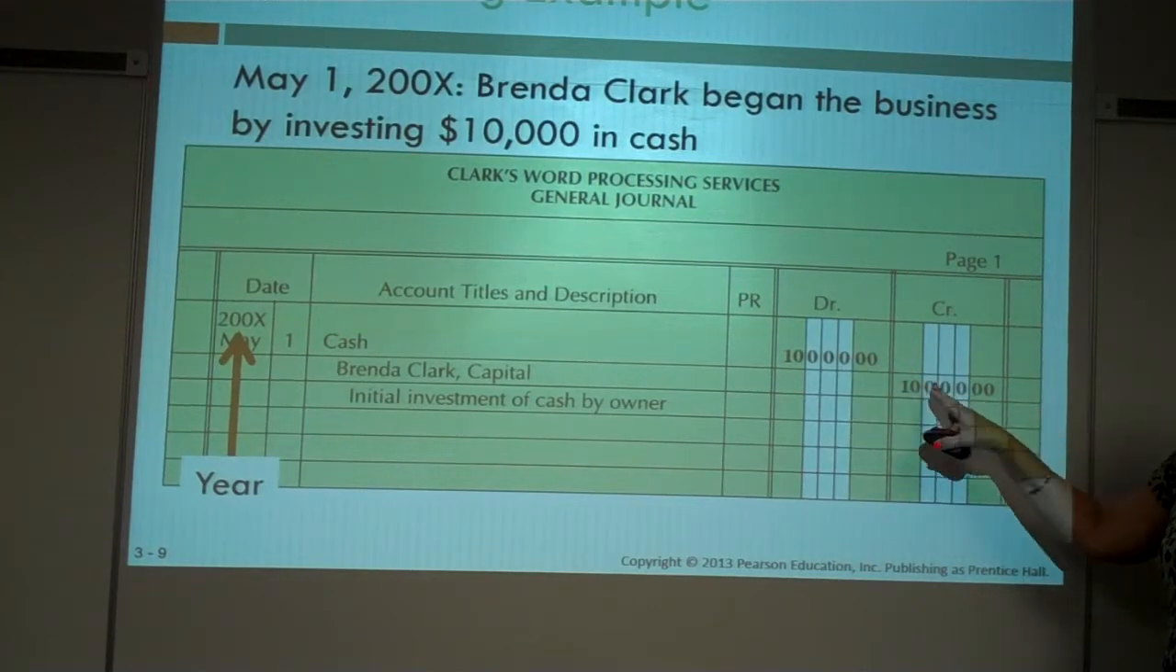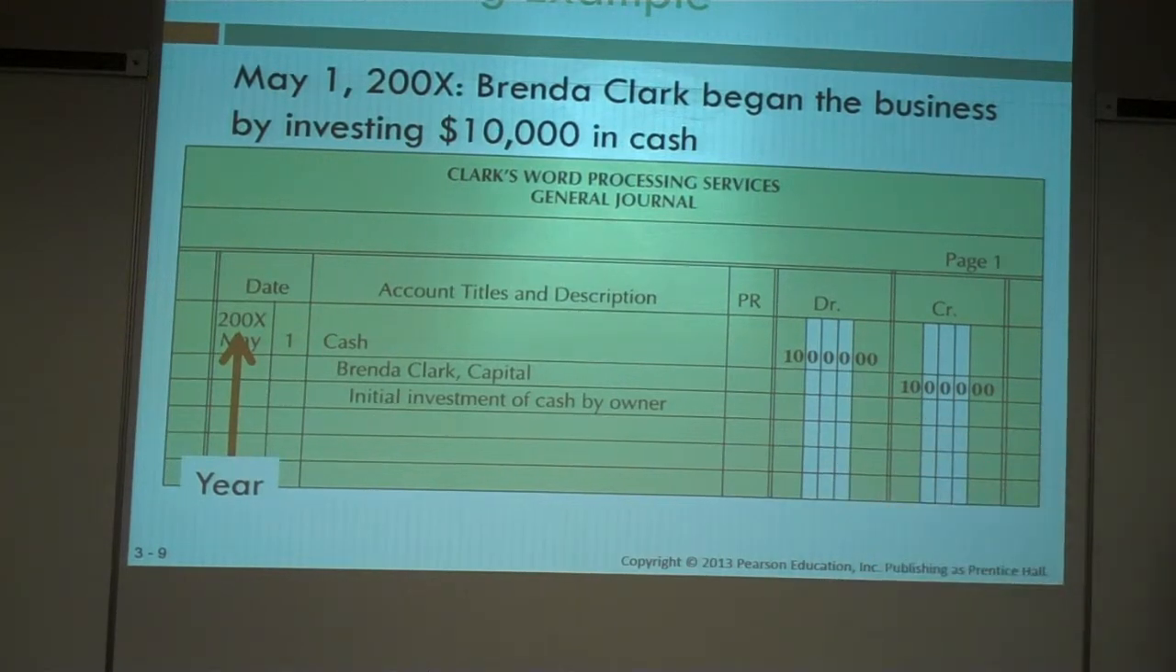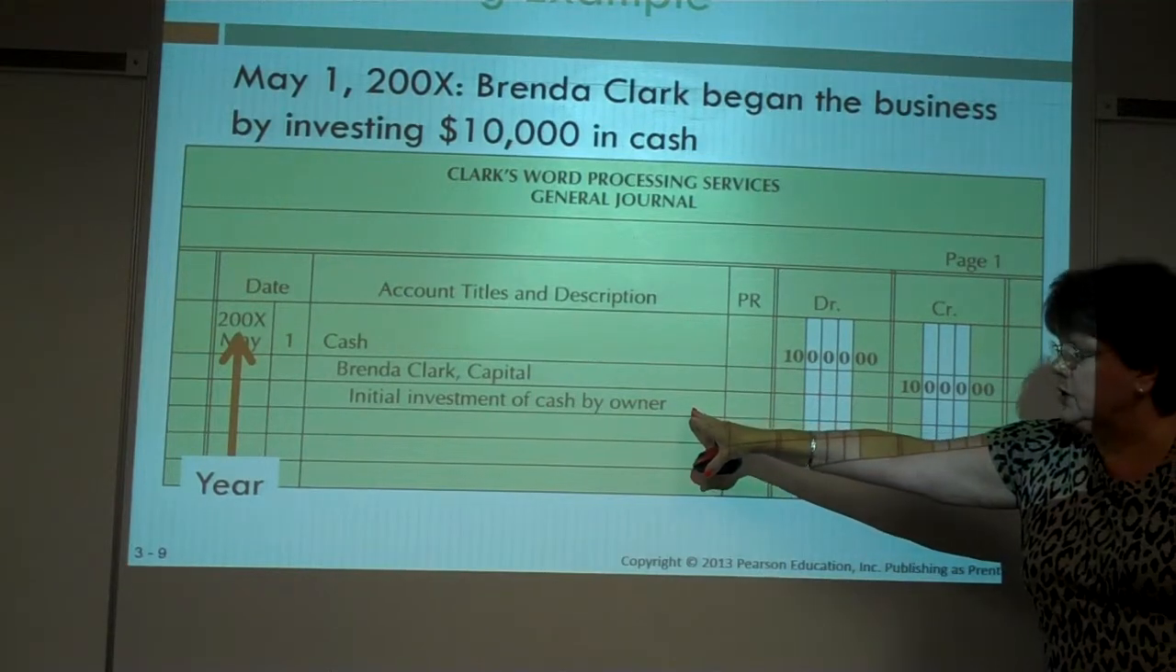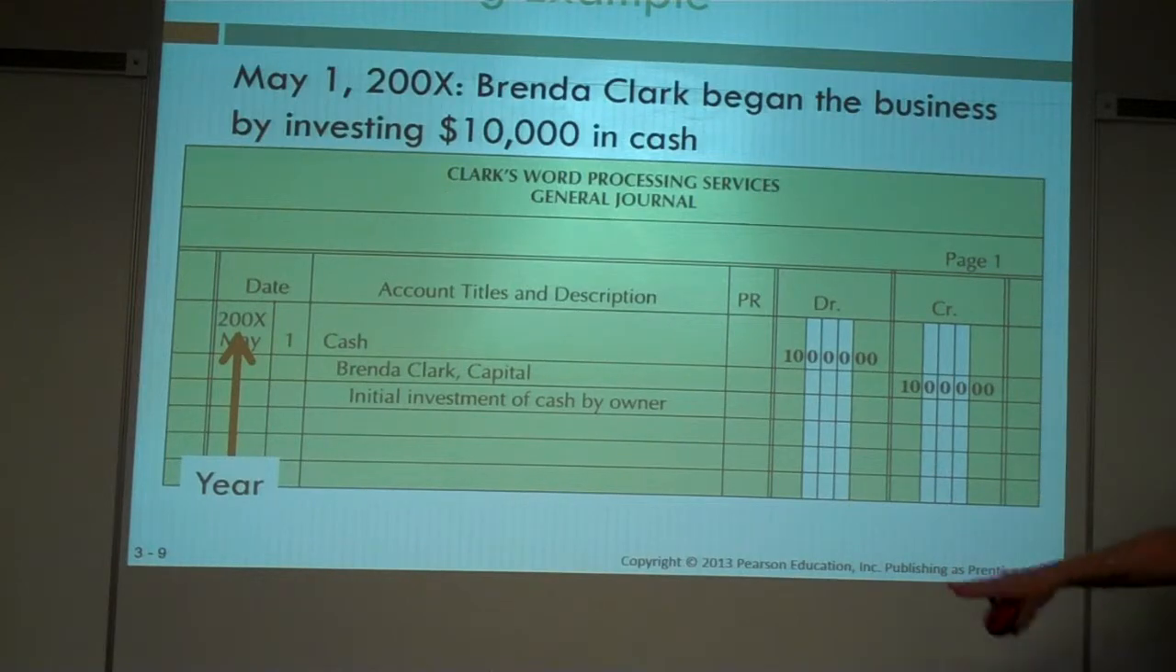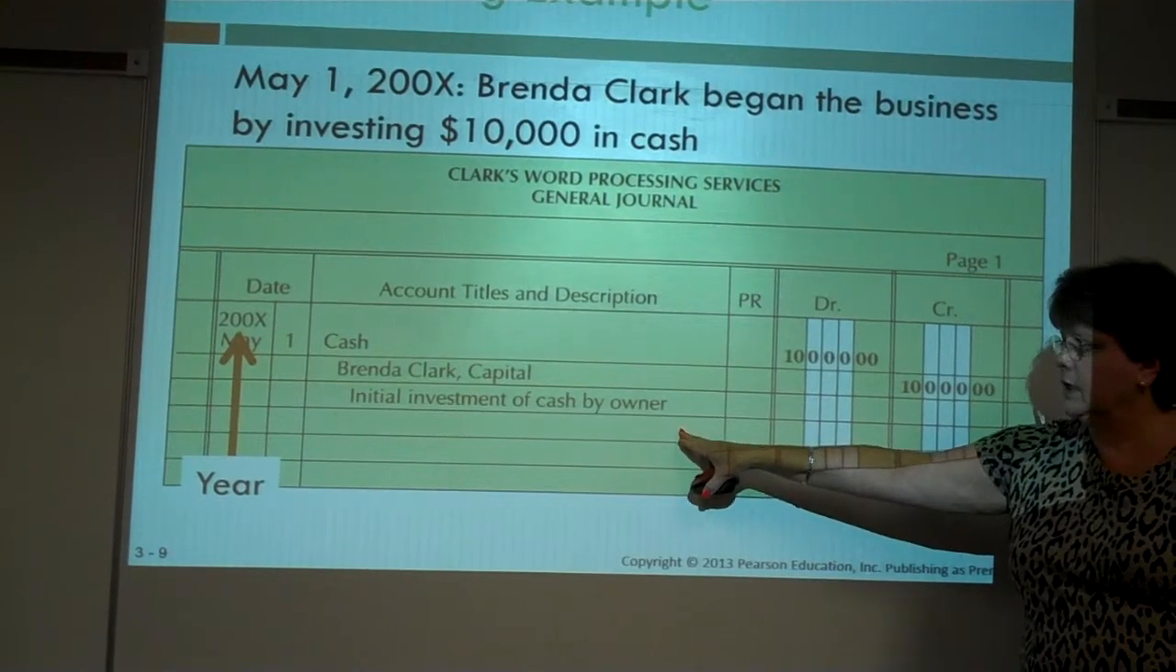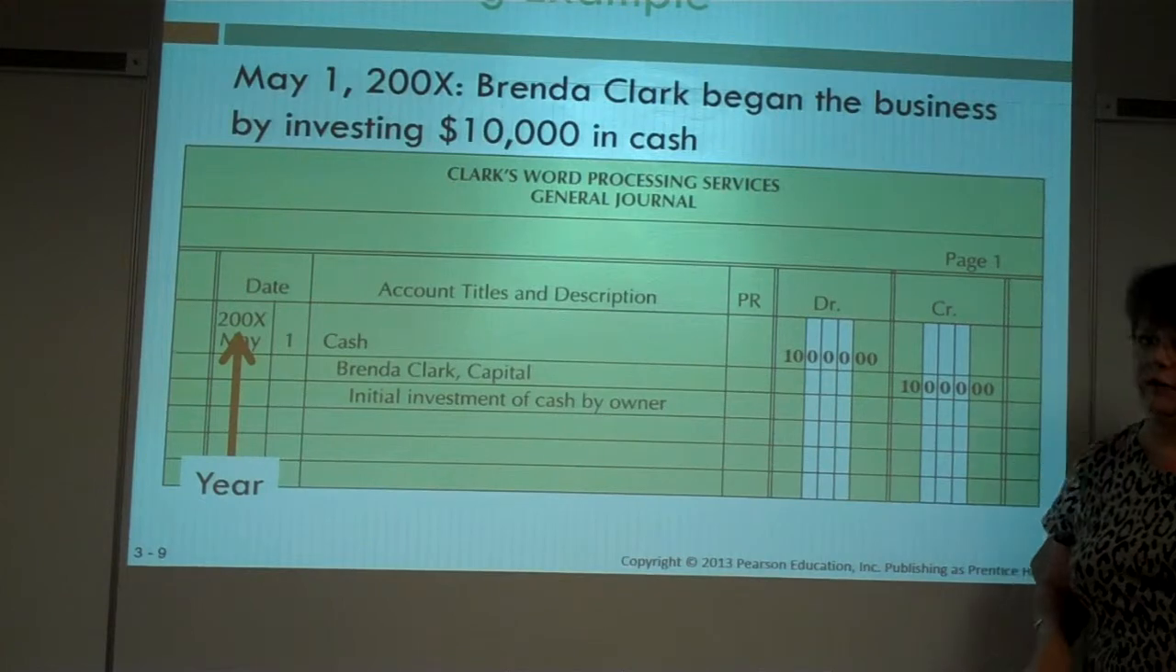Here's our debit, here's our credit, and there's our description. The description does not have to be indented. It could go back over to the left. I think whoever did the slides didn't know much about accounting. Then you would just skip a line, to make it look pretty. Then you're ready for the next one.